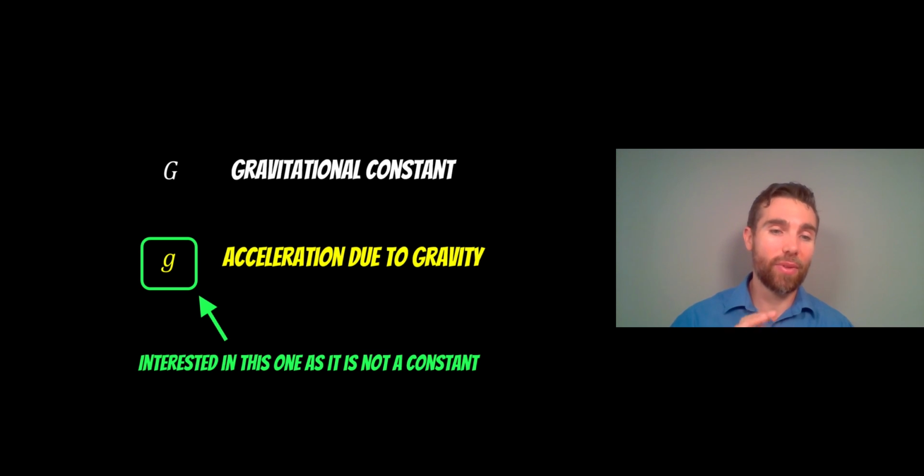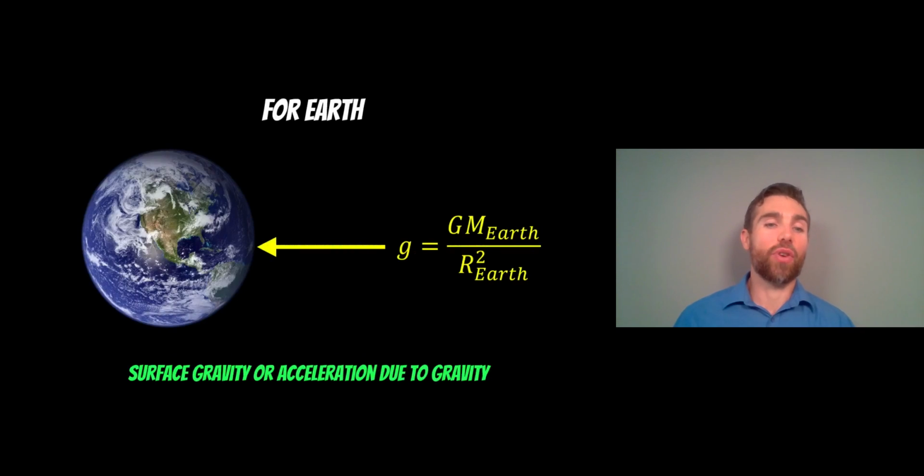So that lowercase g is different for different planets, but it can also be different depending on where on that planet you are. For Earth, we can calculate the surface gravity because it relates to the radius of the Earth, the mass of the Earth, and then your gravitational constant. So if you change the mass of the Earth or its radius, you're going to get a different g. And this is the acceleration due to gravity on the surface.